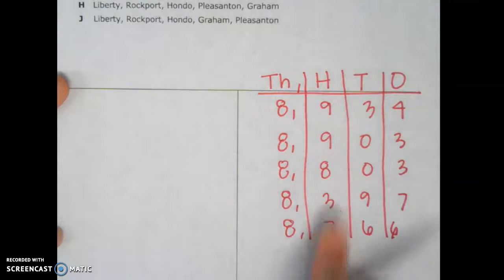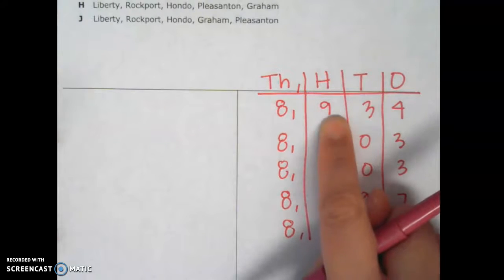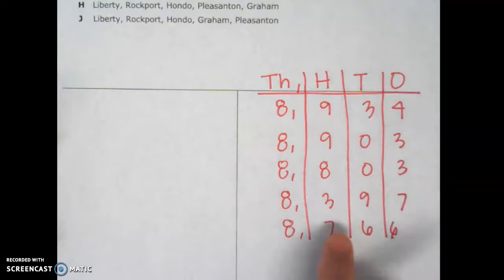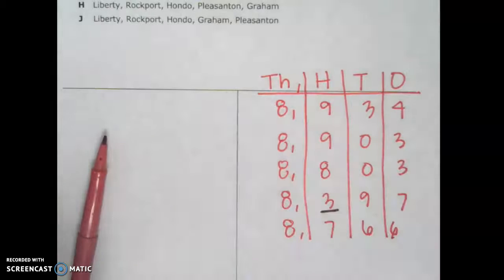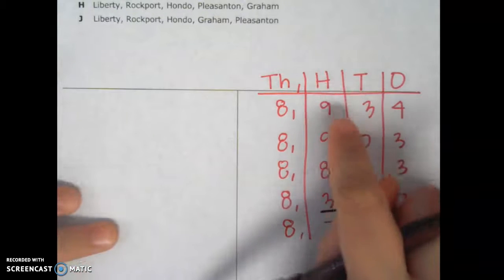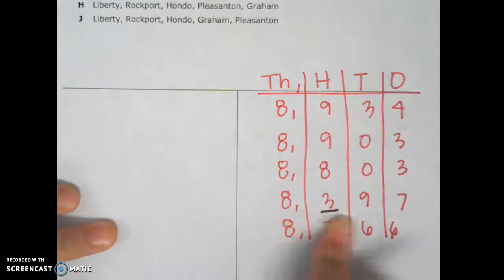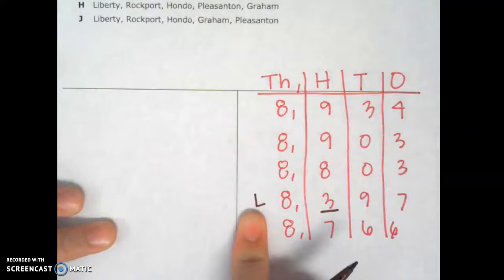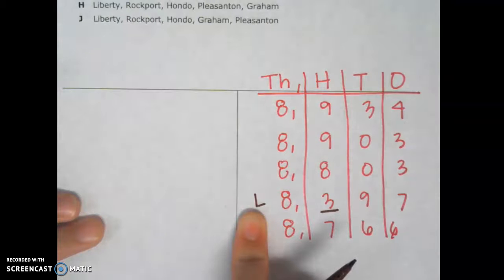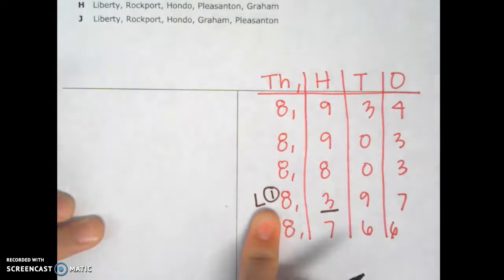So now I'm in my hundreds place. I want the smallest number, the least amount. 900, 900, 800, 300, 700. 300 is the smallest out of 900, 900, 800, 300, and 700. So this is going to be the smallest amount, 8,397, and that belongs to Liberty. And I'm going to put an L out to the side, so it helps you remember that that's Liberty. And a 1, because that's going to be listed first.